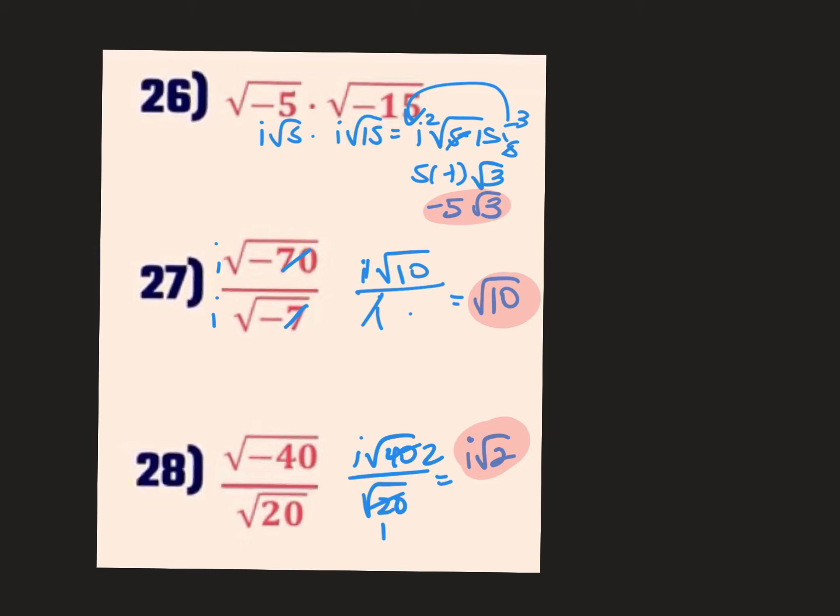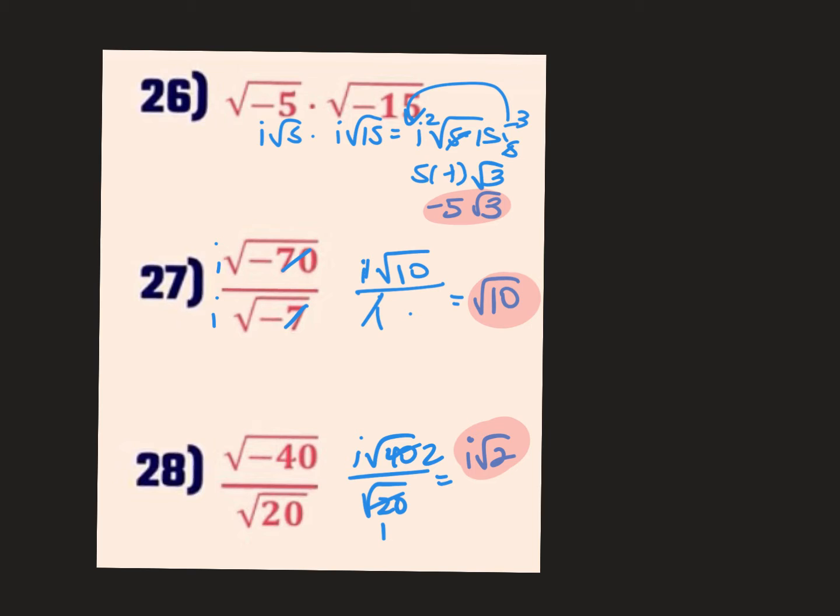27, I can take i out, making it a positive 70 over positive 7. And both of them are underneath the root, so I can simplify that to root 10. And then an i in the top and the bottom cancel out. 28, take the i out from underneath the root, negative 40. Simplify it. 20 goes into itself once and 40 twice, and I get i square root 2.